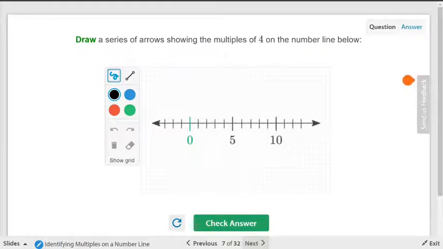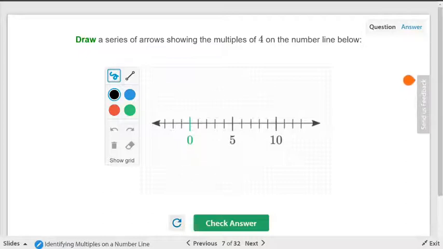Okay? I better move a little faster. Here we go. Now, this is one of your exercises. This is not mine. So this is what your homework is going to look like. And so they're asking you to draw a series of arrows showing the multiples of 4 on the number line below. So you're just going to start at 0, and multiples of 4 means you go how many spaces? 4 places over and over again. So 4, then 8, then 12, and then draw just like that other line we drew.